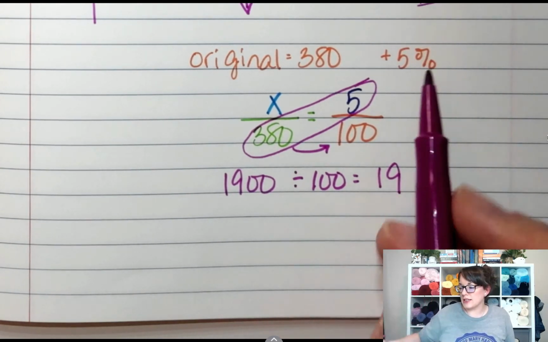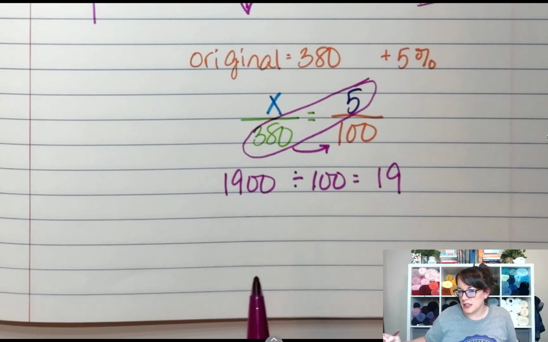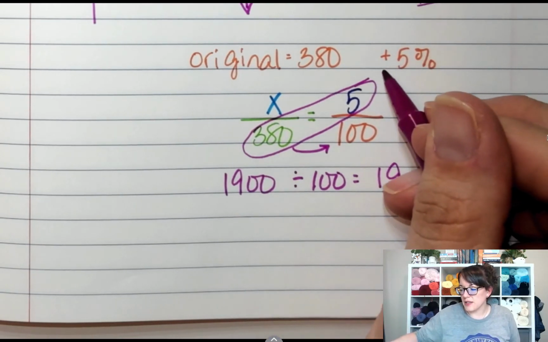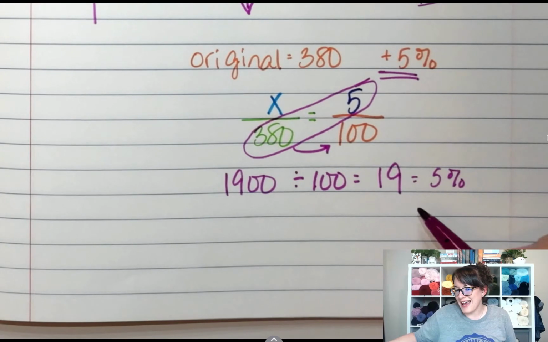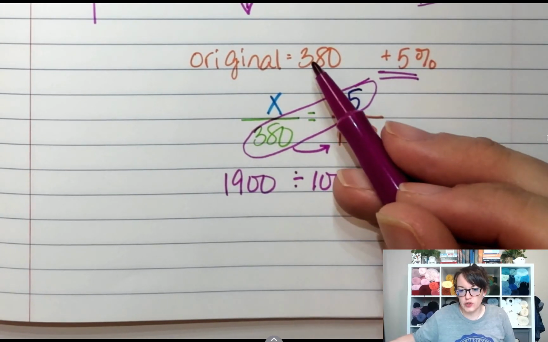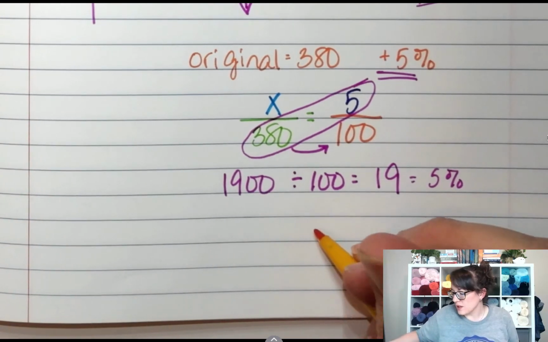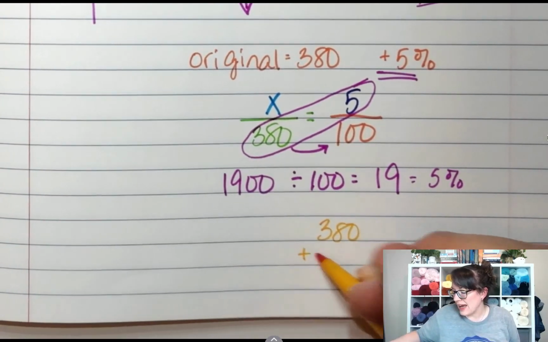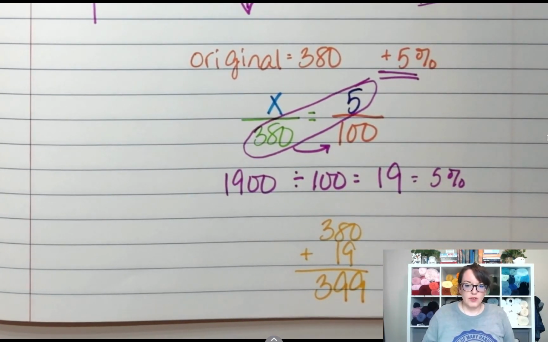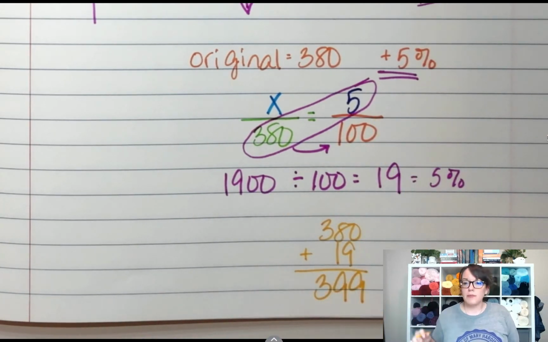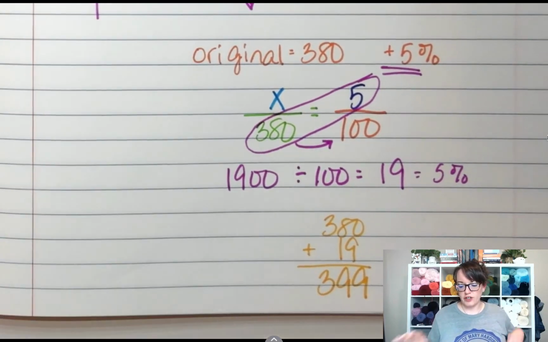Is this an increase or a decrease? It's an increase because I'm going to add 5%. So I add 19 to the original, 380, and I end up with 399. Like when you go to the store and something's been increased in price, or tax, maybe tax is 5%, then it would be 399.